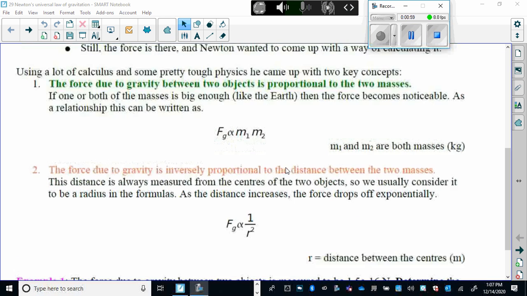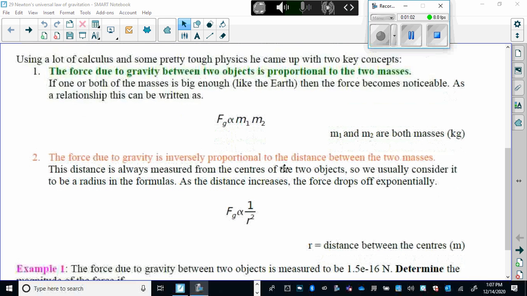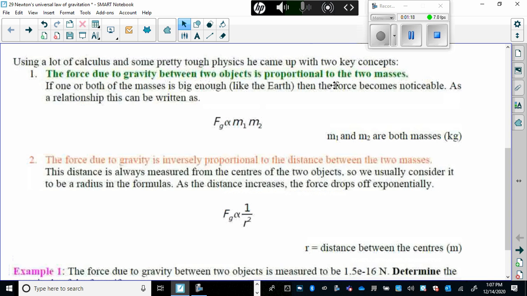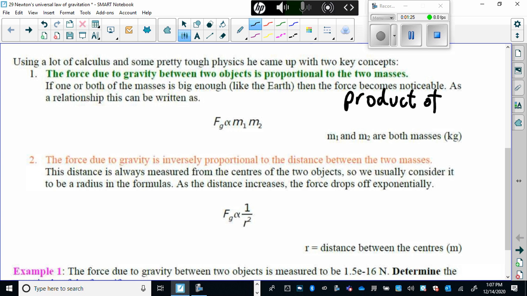Okay, now Newton came up with two relationships that he knew were true. And those are the following. One, he said that the force of gravity between two objects is proportional to the product of the two masses. In other words, if you multiply the two masses together, you'll get a relationship with the force of gravity.